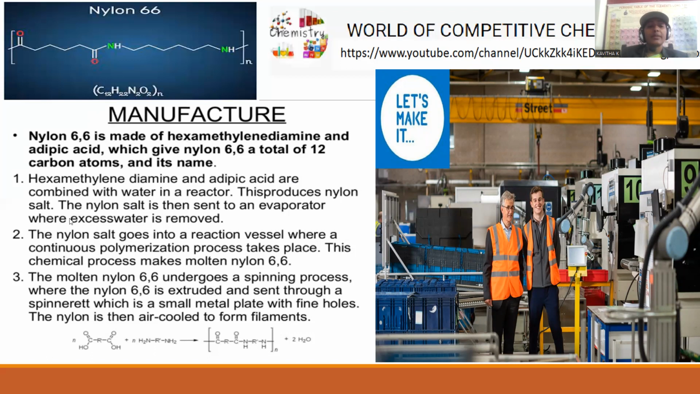Hexamethylene diamine and adipic acid are combined with water in a reactor. We are taking a stoichiometric ratio of hexamethylene diamine and adipic acid. These are the monomeric units required to generate the polymer, and they are blended with water, both being polar organic compounds. They can be easily water miscible, and they are mixed in the reactor.